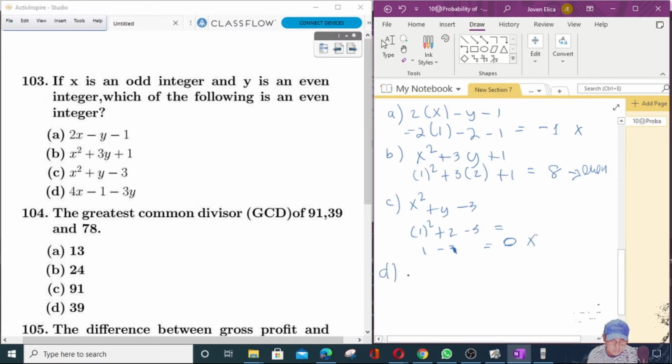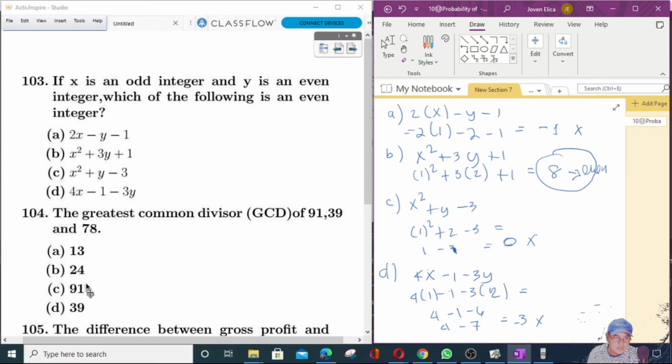Letter D, 4x minus 1 minus 3y. 4 multiplied by 1 minus 1 minus 3 multiplied by 2 is equal to 4 minus 1 minus 6. So this is 4 minus 7, negative 3. So therefore, this is not the answer. So the answer is letter B.